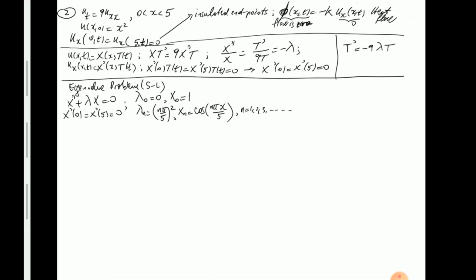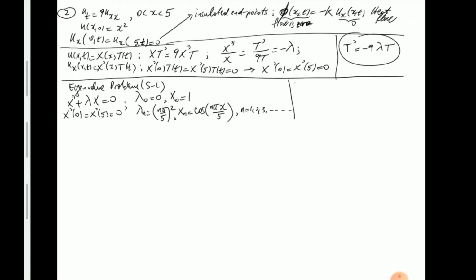Okay, so now we go back to the equation in T, and notice, because we have two sets of eigenvalues, the 0 and the n pi over 5 squared, you have to solve that equation twice, right? One for lambda_0 and one for lambda_n equals n pi over 5 squared.